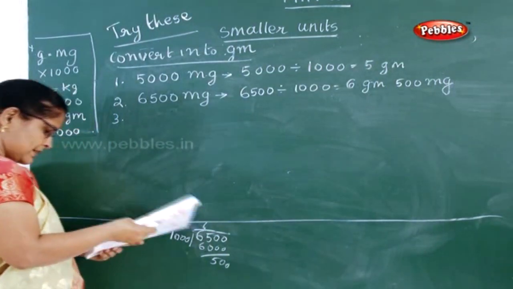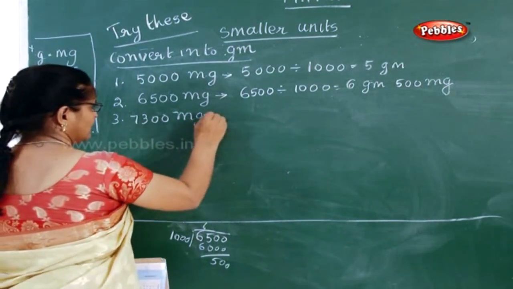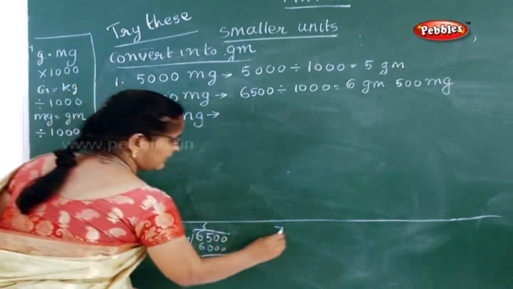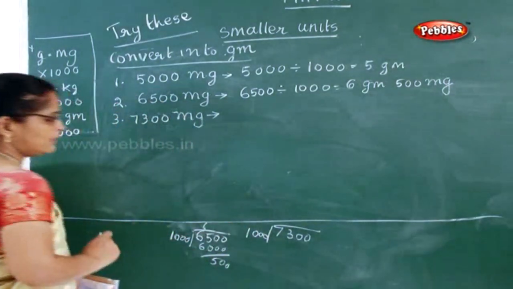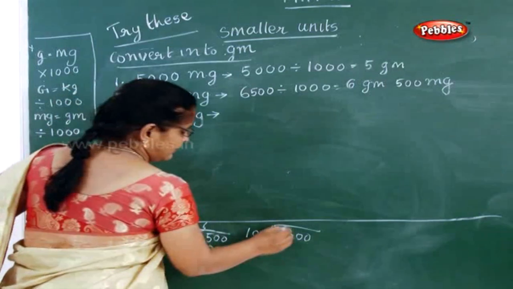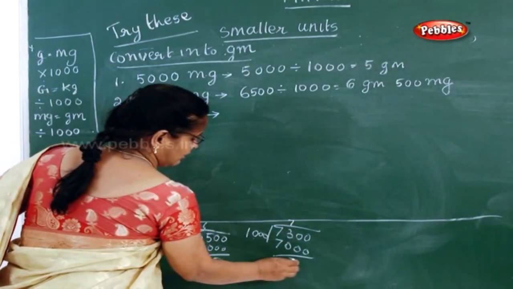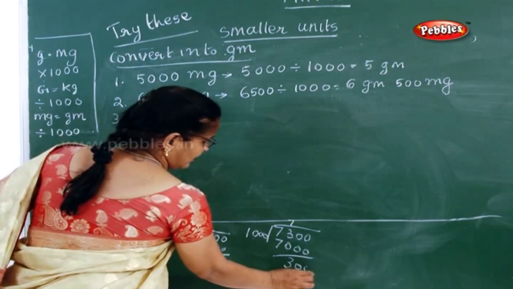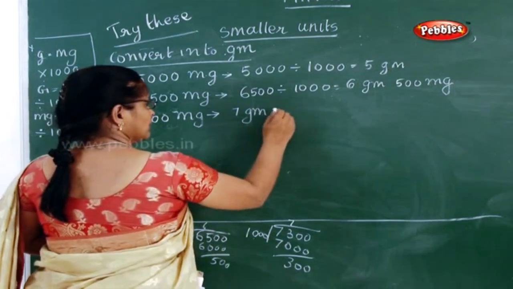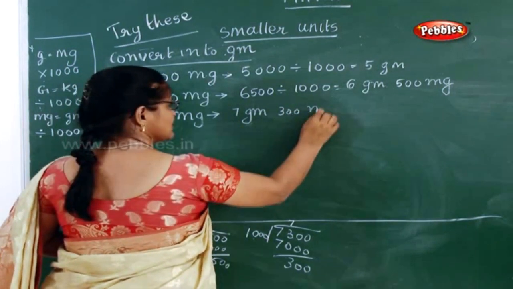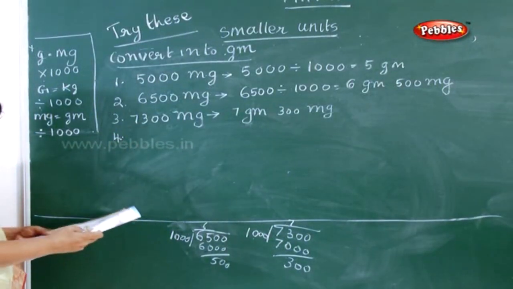Now next one, 7300 mg. Now how will you convert the 7300? Same way, you have to divide by 1000. Now how will you divide? 1000 sevens are 7000. What is the remaining here? It is 300. So 7 gram and 300 mg. Mg is what? Milligram.